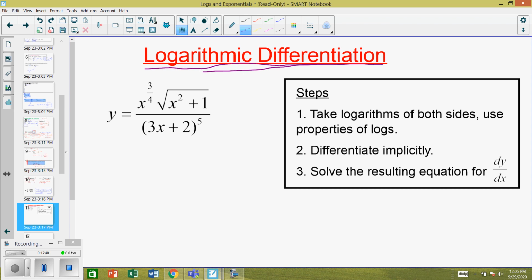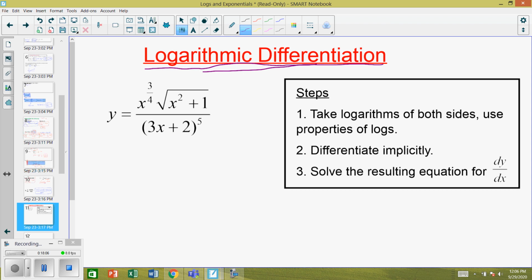Okay, let me explain. This problem right here, we've got y equals x to the 3/4 times the square root of x squared plus 1, over 3x plus 2 to the fifth. That is a lot of stuff. Now, if I told you to take the derivative of this, you could do it. It's no problem. But it's quotient rule with product rule with chain rule. It's a lot of rules combined into one, but you're more than capable of doing it.